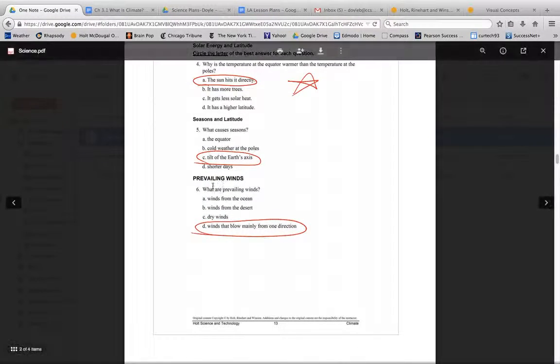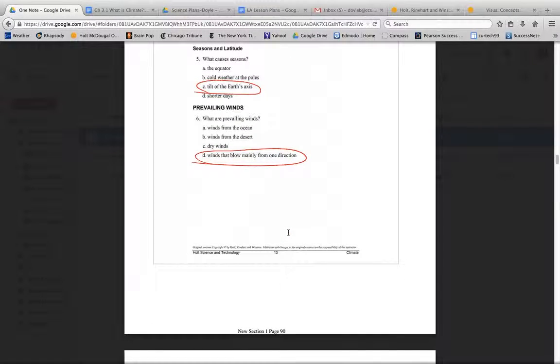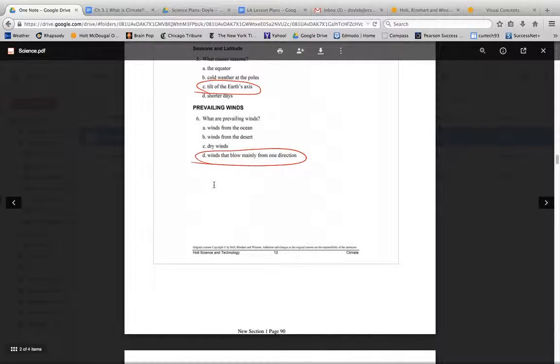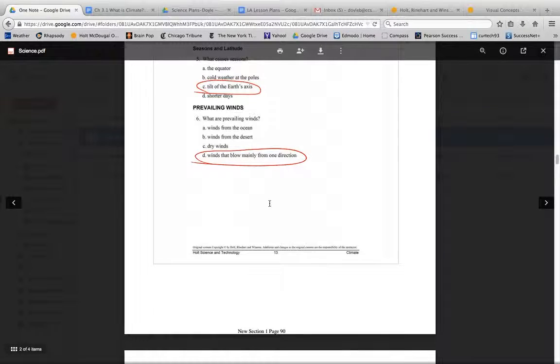Prevailing winds, 6. What are prevailing winds? Oh, I'm sorry. Prevailing winds are another factor that affects the climate of an area. What are prevailing winds? Winds that blow mainly from one direction. So the wind, like for Illinois, our wind always tends to come from the west and the northwest, actually, the northwest. So that's a prevailing wind.